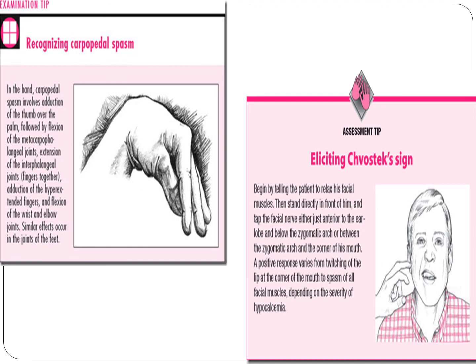One is Trousseau's sign, the contraction of the fingers, and next is Chvostek's sign, where we tap on the main trunk or on the branches of the facial nerve. So what will happen? The corner of the mouth will go into spasm. So these are the main clinical features we can notice in hypoparathyroidism.